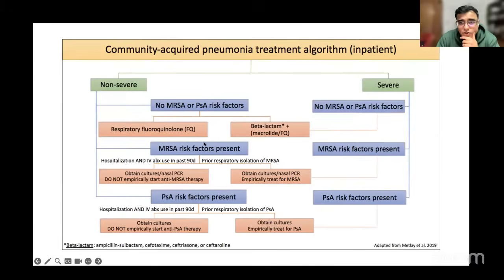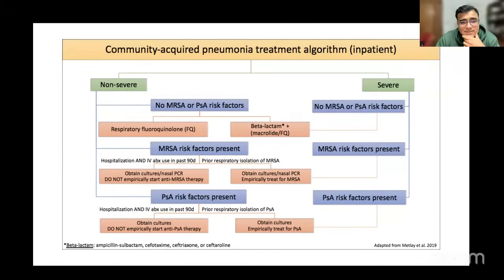CAP ICU antibiotic with MRSA Pseudomonas risk. This is what I had already told. This is from the IDSA guidelines, right? Whenever there is no MRSA and Pseudomonas risk, you have beta lactam and macrolide if the patient has severe infection. If the patient has non-severe infection, you can choose between respiratory fluoroquinolone and beta lactams, right? If ceftriaxone and azithro was there, that would have been the correct answer, right?